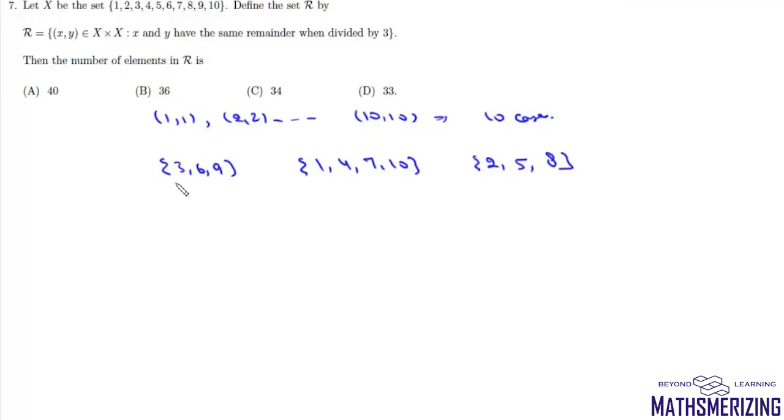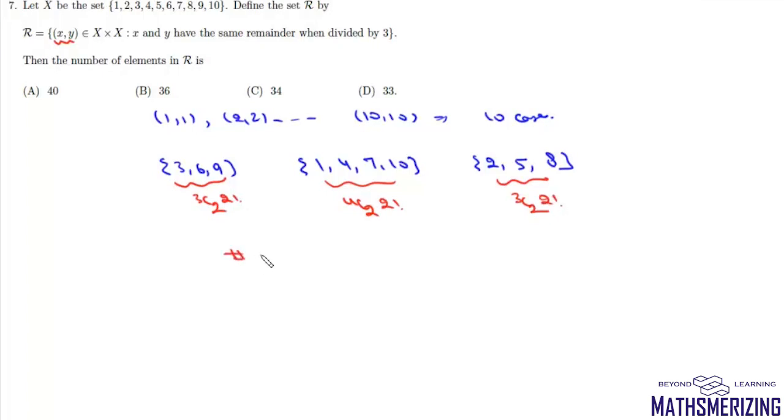Now we select any two from this set. They leave the same remainder. So it'll be simply 3C2. From this one, it'll be 4C2. And here again, it'll be 3C2. Now this (x, y) is an ordered pair. So that means the elements that we have chosen can be arranged among themselves also. So it'll be 3C2 into factorial 2, 4C2 into factorial 2, and 3C2 into factorial 2.